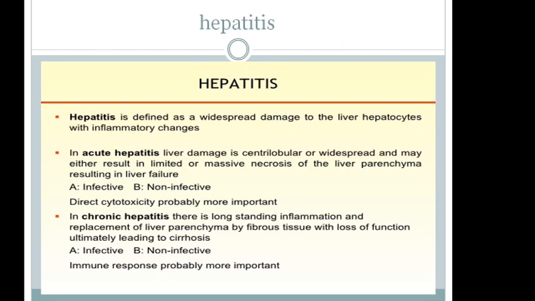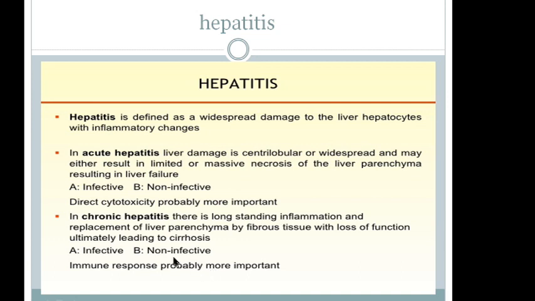Now coming to hepatitis. Hepatitis is defined as widespread damage to liver hepatocytes with inflammatory changes. In acute hepatitis, liver damage is centrilobular or widespread and may result in limited or massive necrosis of the liver parenchyma, resulting in liver failure. It may be infective or non-infective, direct toxicity, probably more important. Chronic hepatitis is long-standing inflammation, with replacement of the liver parenchyma by fibrous tissue with loss of function, ultimately leading to cirrhosis. Infective or non-infective, immune response probably more important.